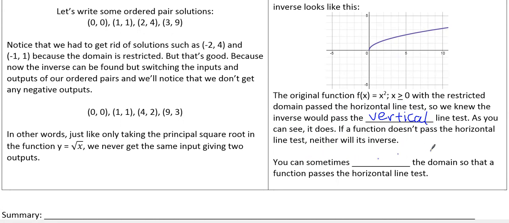You can sometimes restrict the domain so that the function passes the horizontal line test. You can restrict the domain so that its inverse will pass the vertical line test. So you restrict the domain of the original function, it passes the horizontal line test, and then its inverse will pass the vertical line test and continue to be a function.